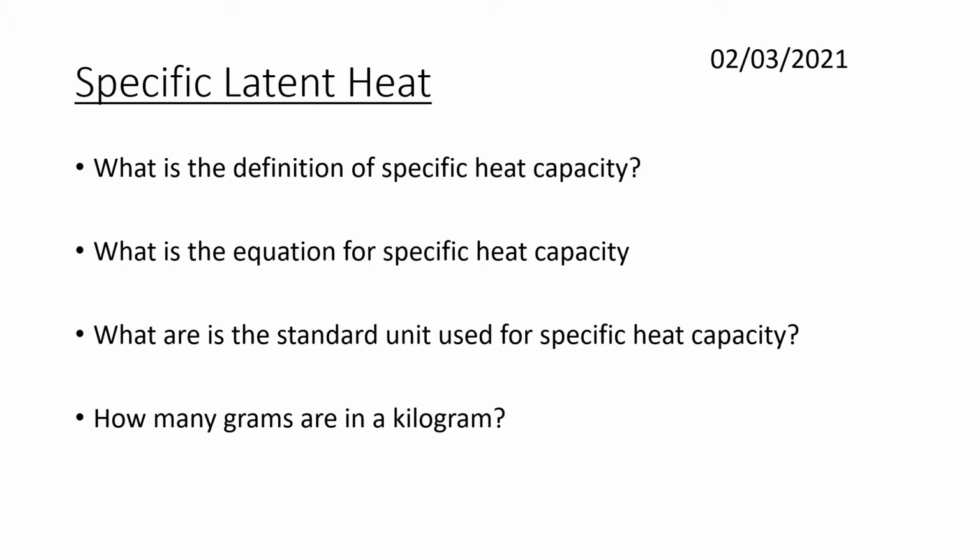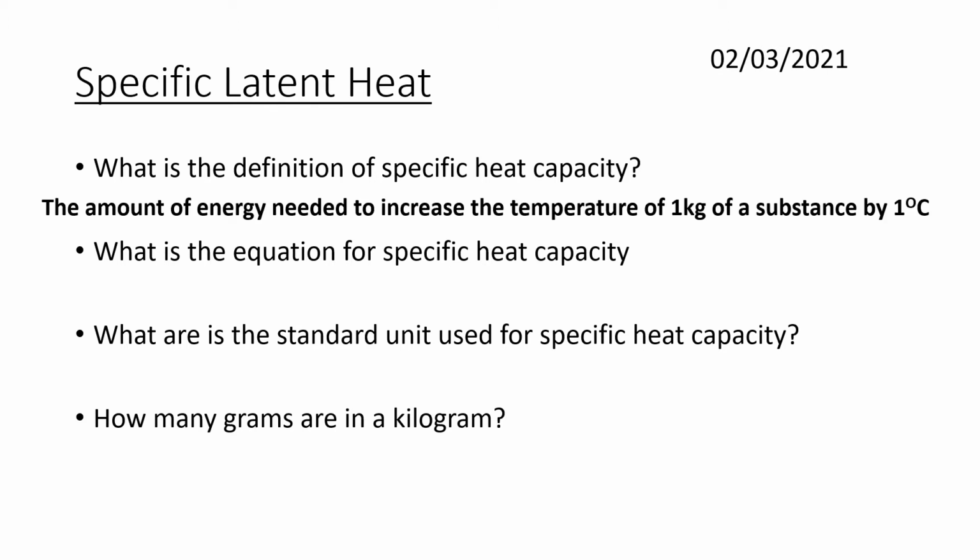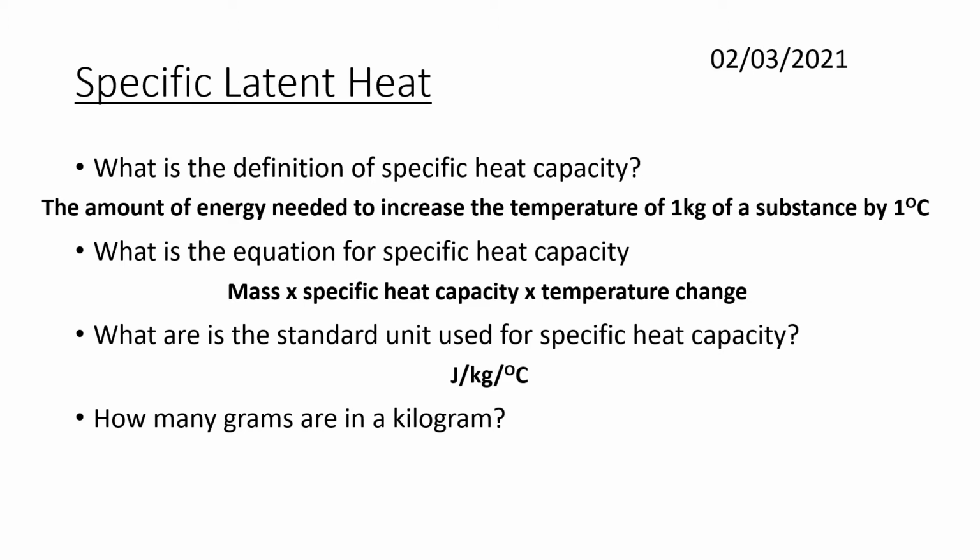Well, the definition of specific heat capacity is the amount of energy needed to increase the temperature of 1 kilogram of a substance by 1 degree. The equation is mass times specific heat capacity times temperature change, and that'll give you the energy involved. The standard unit for specific heat capacity is joules per kilogram per degree Celsius. And how many grams are there in a kilogram? Well, there are 1,000. Anything that has the word kilo in it is 1,000. So 1 kilogram is 1,000 grams.